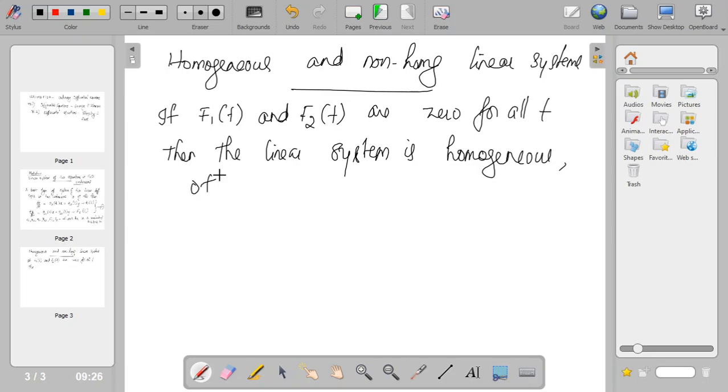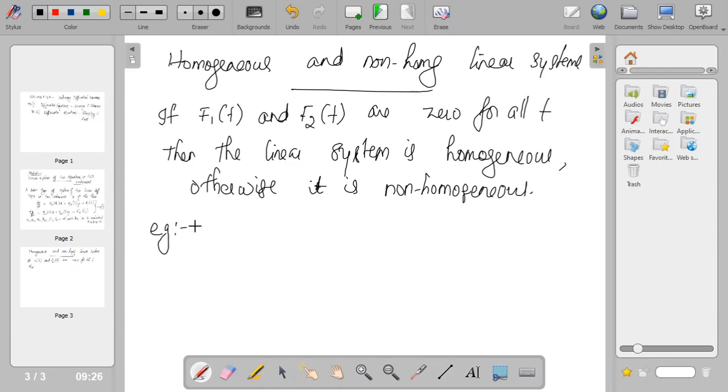Otherwise, if one of them is not 0, the system will be non-homogeneous. So in any other case it is non-homogeneous. So that is how we define a homogeneous linear system and a non-homogeneous linear system.